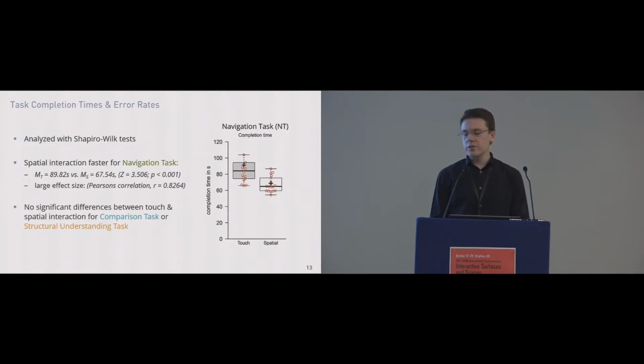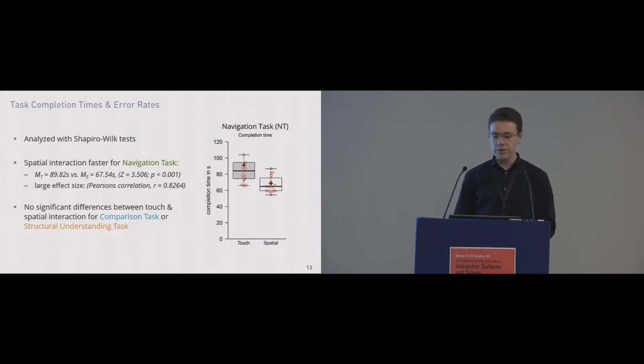Now, if you look at task completion times and error rates, it's interesting whether the preferred method of interaction also performed better. So as I said, perceived level of success was higher. And we also found that for the navigation task when looking at the data. So spatial interaction was significantly faster with quite a large effect size. But on the other hand, we did not find any significant differences between touch and spatial interaction for both the comparison task and the structural understanding task.